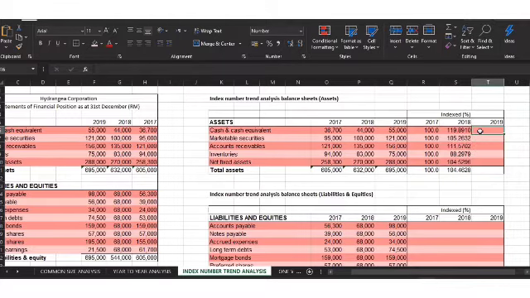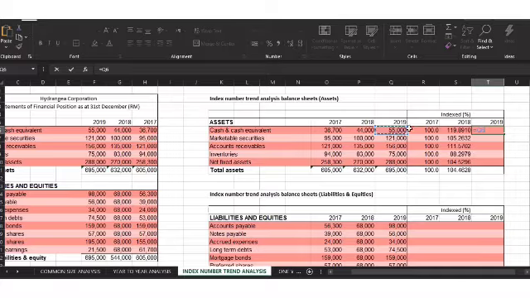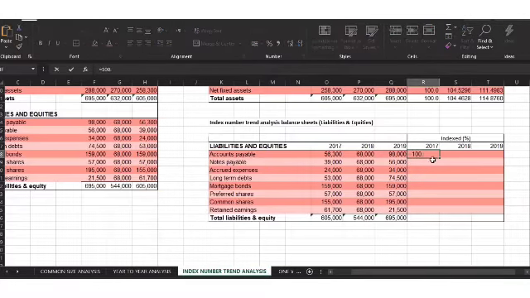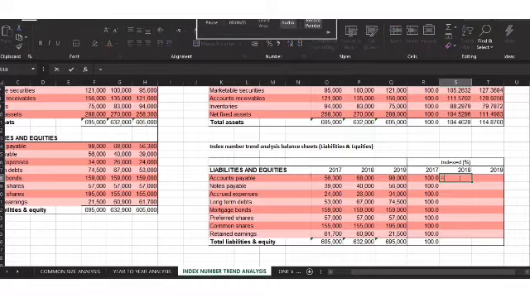Answer for 2018. 2019 is the same as before, so the formula is equal 2019 for the amount for cash divided by the amount of cash in 2017, multiply by 100, and you will get the answer there. For the base year, we must put 100%. So the formula is equal the amount for accounts payable in 2018, which is the current year, divided by the base year, which is 2017, multiply by 100.